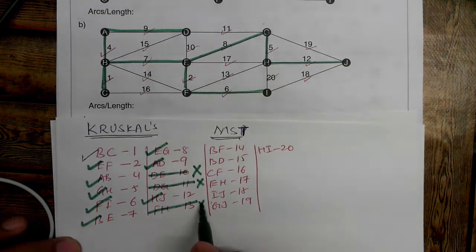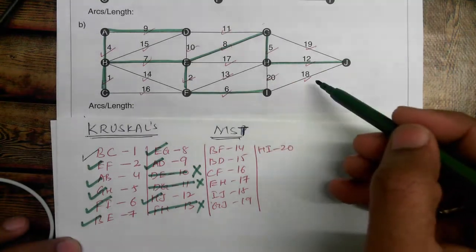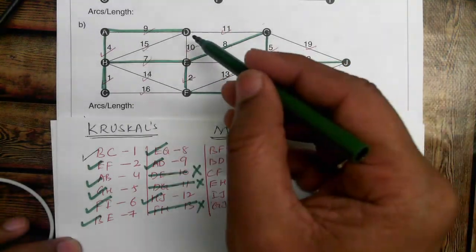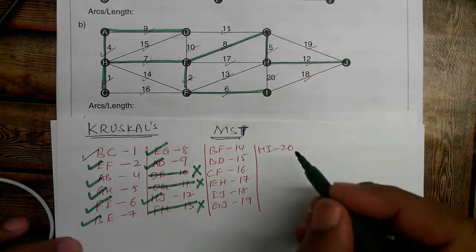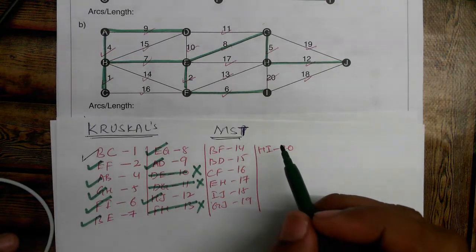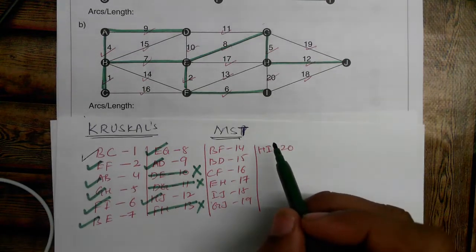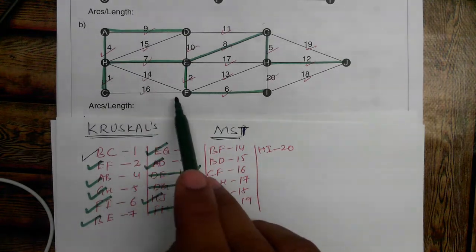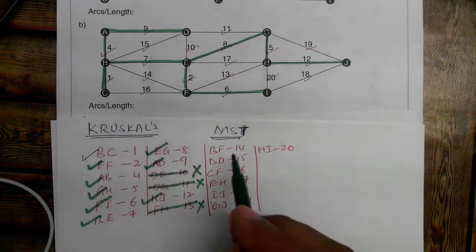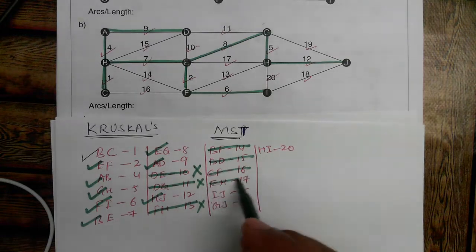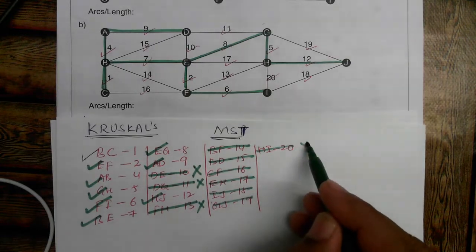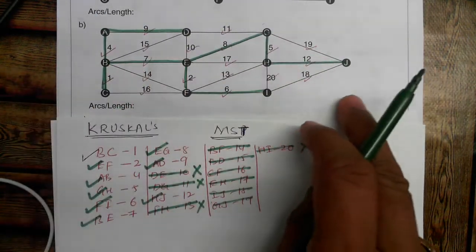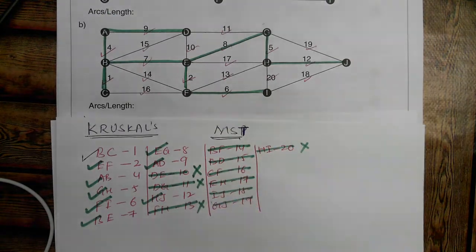And see, every vertex has been selected, right? Every vertex has been reached, that's it. So you can now clearly reject the rest of them. Let's check one more time. BF, so B to F will make a cycle, that's rejected. So the rest of them are easily rejected. If you miss out any vertex, then that will be wrong. This is it, that's your MST.